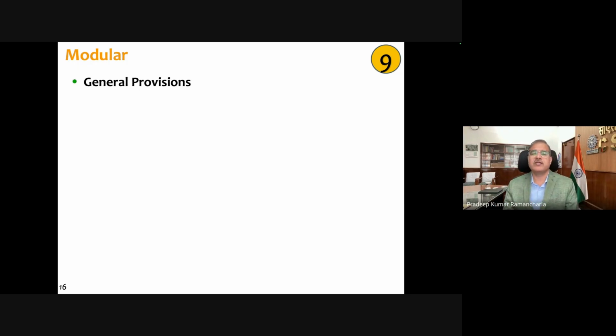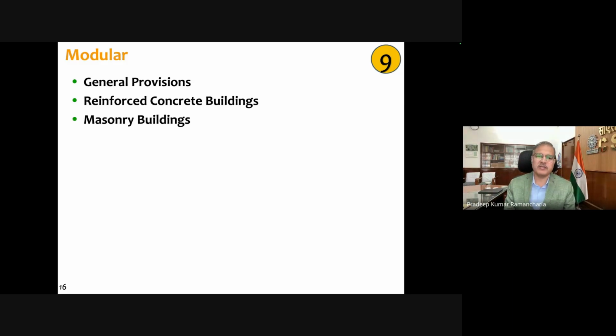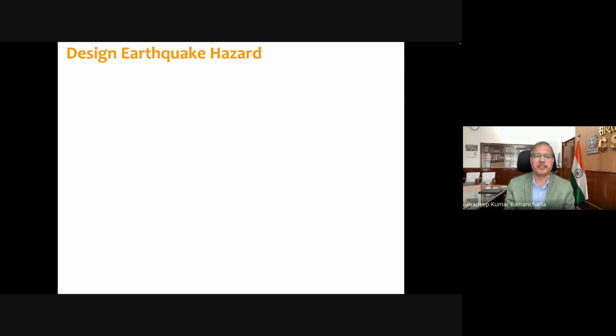So part 1 gives some general provisions, and after that reinforced concrete buildings, masonry buildings and steel buildings are all given in part 5.